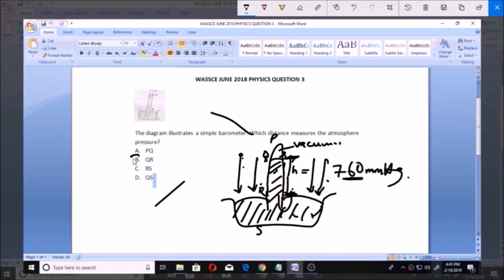That makes B the answer to this problem, because B is where we have QR. So QR is B. That is the answer to this problem, QR. So that is the answer.